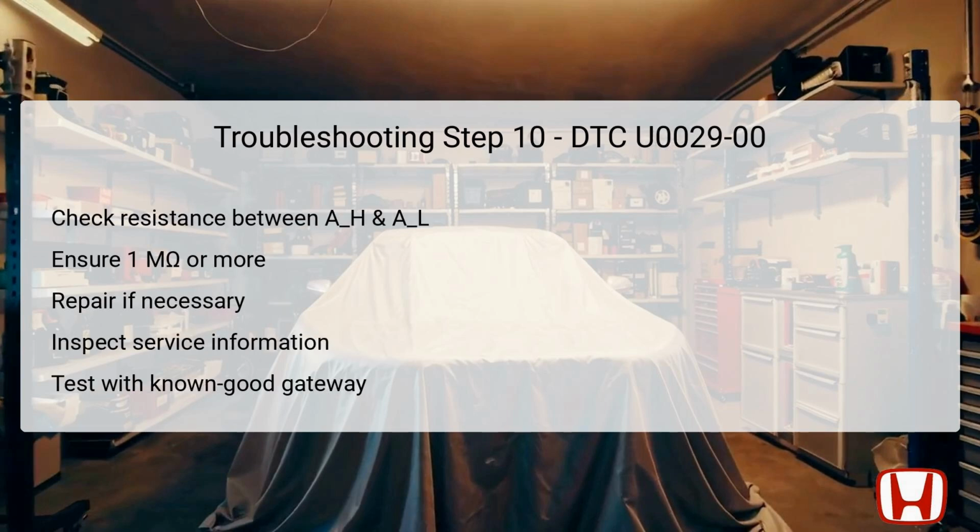The final step in our troubleshooting of DTC U0029-00 involves examining the FCAN AH and AL lines jointly. As before, ensure that the vehicle is in the off-lock mode when proceeding to measure the resistance between the two terminals, AH and AL. The same standard of 1 megaohm or higher is anticipated for a functional setup. If the reading is below 1 megaohm, repairs are necessary to correct the wiring between these lines.